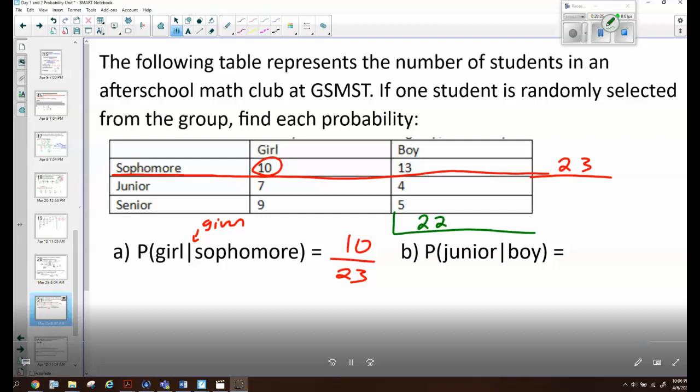What's the likelihood that we choose a junior? Now, we're not going to count these juniors, right? And we're not going to count, obviously, these seniors. None of them are even in the group we're dealing with, right? We're just dealing with the right column. So what's the probability of choosing a junior given that they're a boy? Well, let's see. 4 juniors out of the 22 boys right here. This is simple. It's pretty straightforward, but I hope it makes some sense.